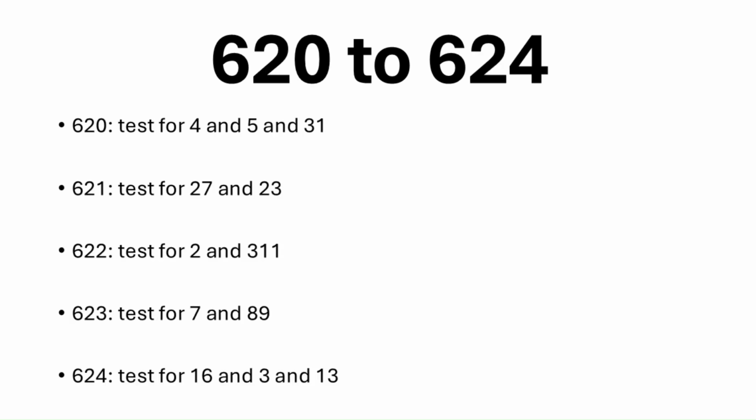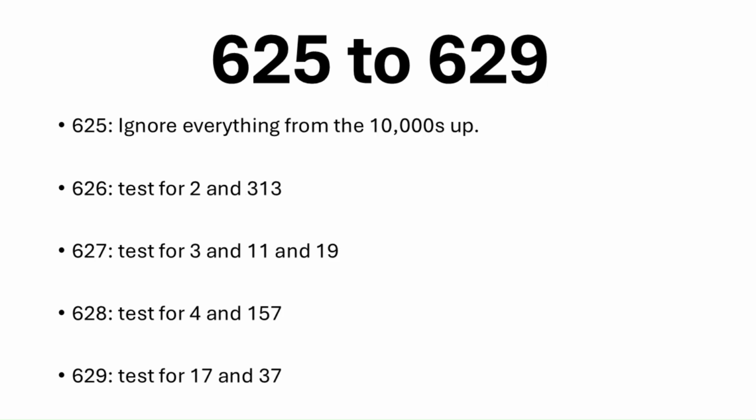620, test for 4 and 5 and 31. 621, test for 27 and 23. 622, test for 2 and 311. 623, test for 7 and 89. 624, test for 16 and 3 and 13. 625, ignore everything from the 10,000s up.